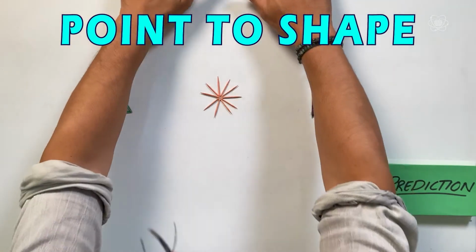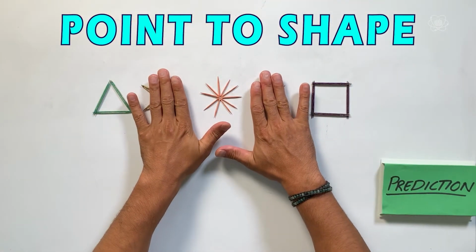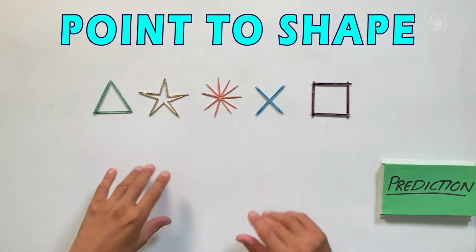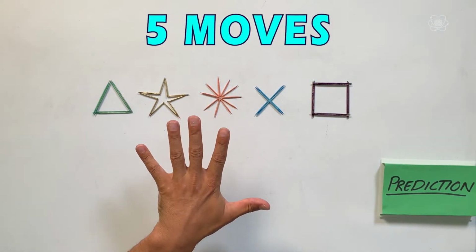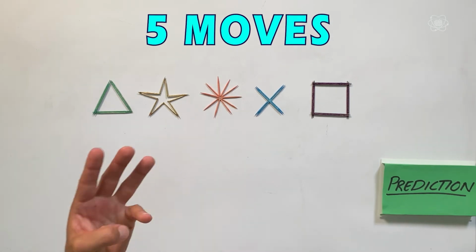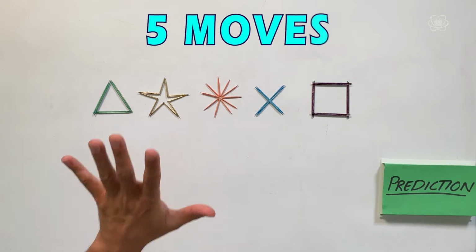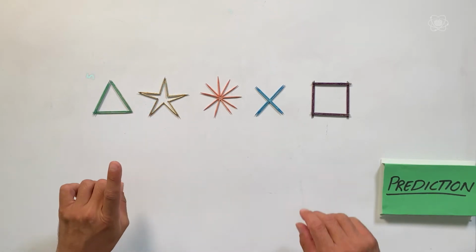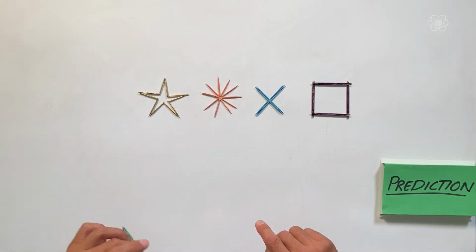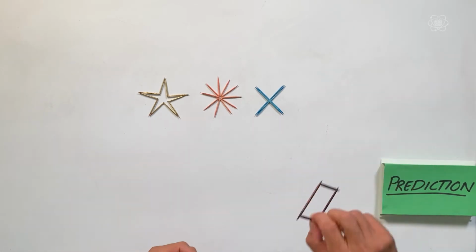Now, I'm gonna add 2 shapes to the mix. Again, you can move left or right, but you can't jump. So I want you to move 5 times. Ready? Go. 1, 2, 3, 4, 5. Keep your finger right where it is. And I don't think you're here. And I don't think you're here.